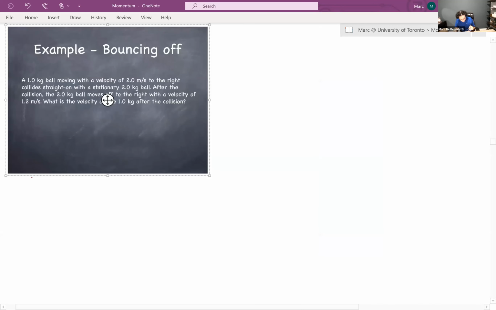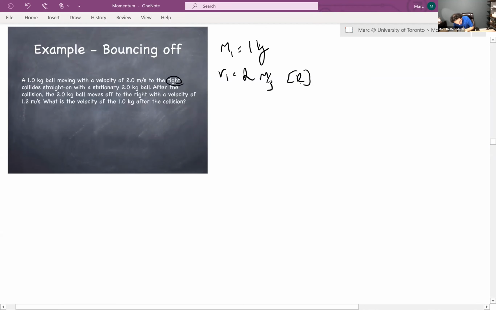Okay, so again, a lot of words. I'm going to read through it again and just write down the numbers. So a 1 kilogram ball is moving with a velocity of 2 meters per second to the right: M1 equals 1 kilogram, V1 equals 2 meters per second to the right. It collides straight on with a stationary ball, so M2 equals 2 kilograms, V2 equals 0. After the collision, the 2 kilogram ball, M2, moves off to the right with velocity 1.2, so V2 prime equals 1.2 to the right. What is the velocity of the other ball?